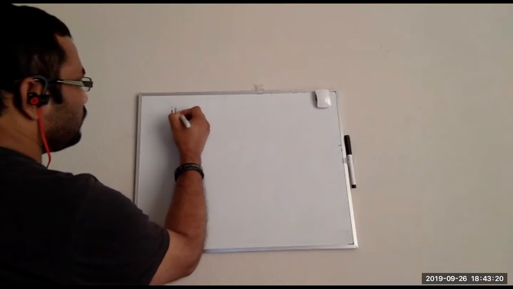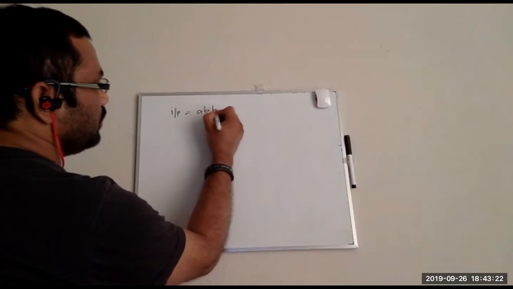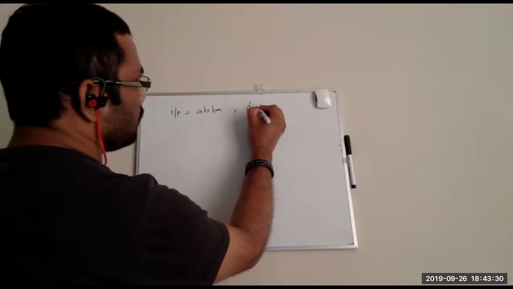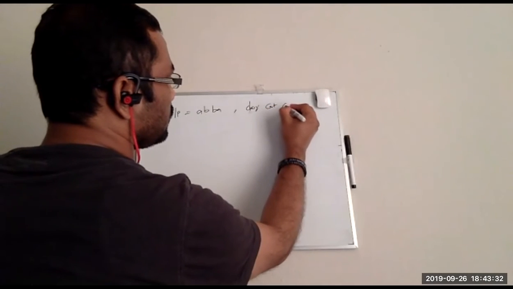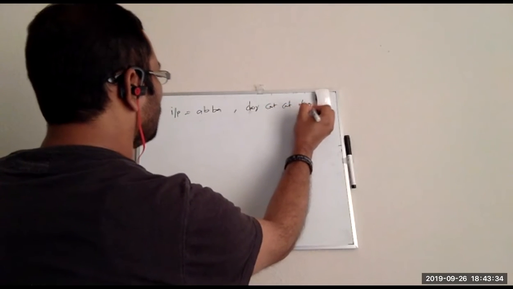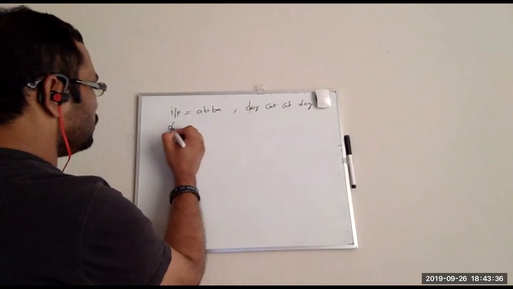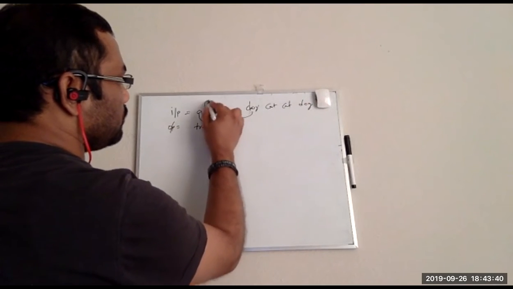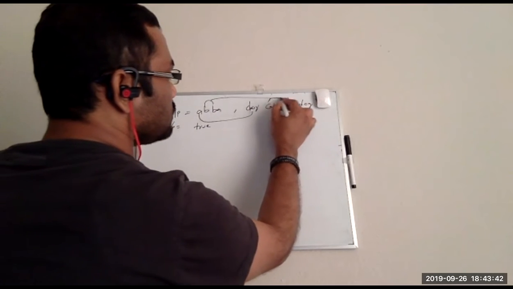So the input pattern is A, B, B, A, and the string is dog, cat, cat, and dog. We need to return true because A corresponds to dog and the B's correspond to cats. Exactly, and A again corresponds to dog.